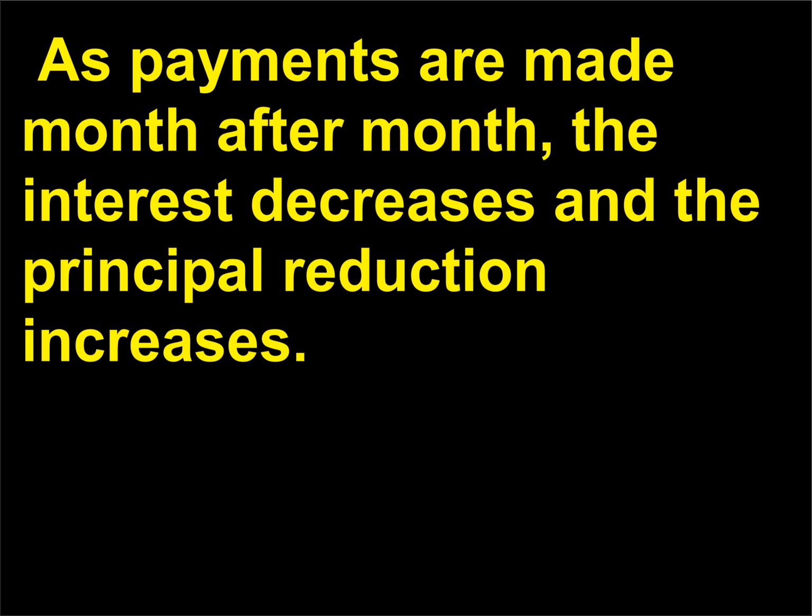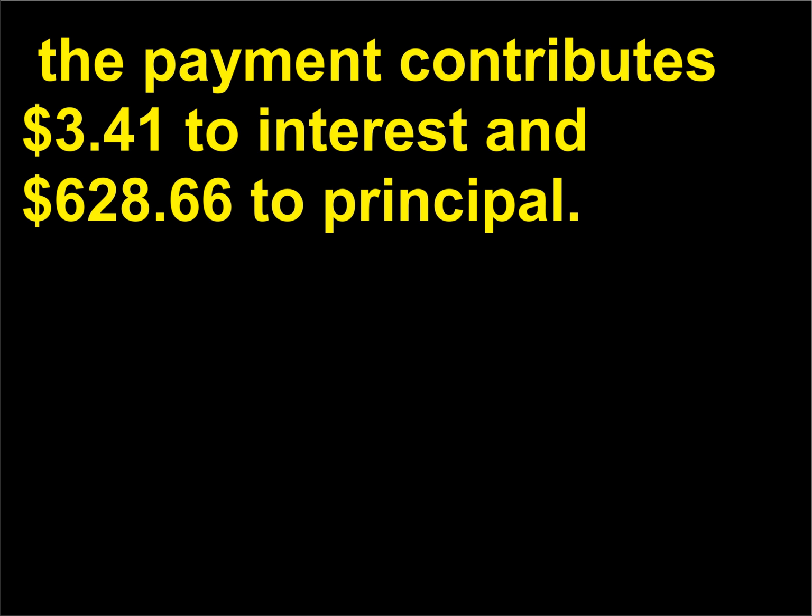As payments are made month after month, the interest decreases and the principal reduction increases. By the 360th payment, or 30 years later, the payment contributes $3.41 to interest and $628.66 to principal.